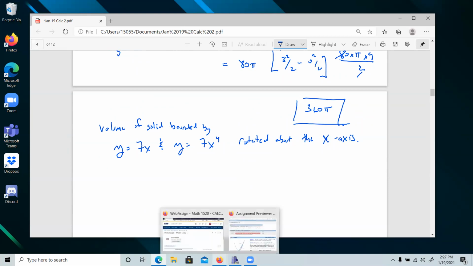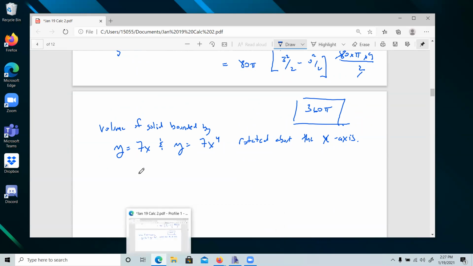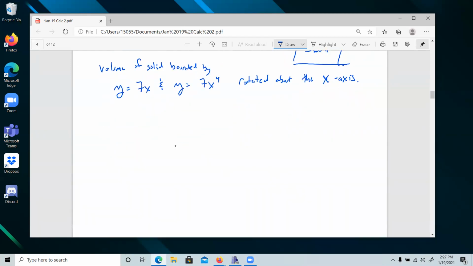Okay. And they kind of leave it up to you to figure some of this out. So we're going to rotate it around the x-axis, right? So we're rotating this way. I really want the x's because I want to add up those pieces. All right, so I'm okay with this being all right as is.